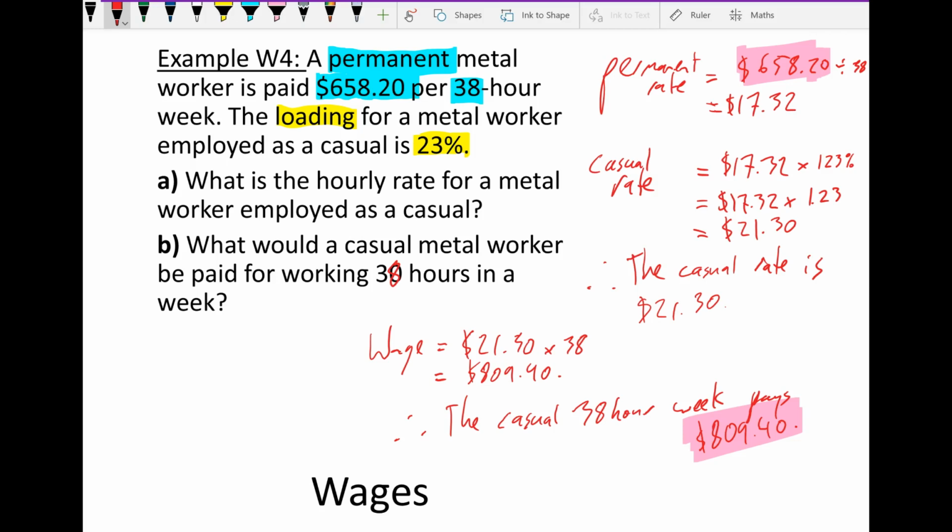Some people actually do prefer to stay as casual because of the extra money. They don't really care about getting paid while they're sick or holidays. It's kind of a personal preference. Depends on the employer as well. But that's wages.